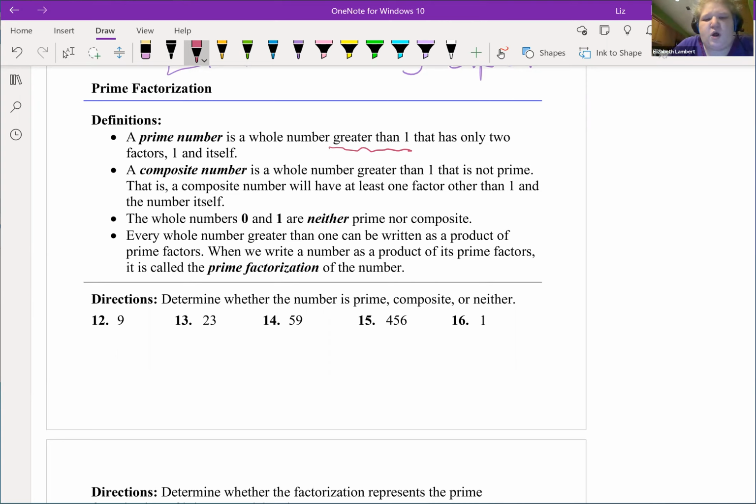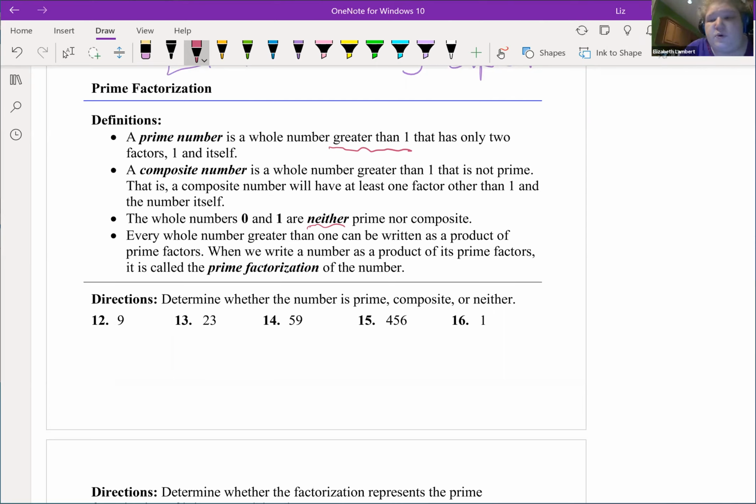So the whole numbers 0 and 1 are neither prime nor composite because our definitions specifically exclude them, because the definitions are written depending on the numbers we're talking about being greater than 1. Every whole number greater than 1 can be written as a product of prime factors. When we write a number as a product of its prime factors, it is called the prime factorization of the number. Sounds like the prime directive for mathematics. Except instead of leaving people alone, we mess with everybody. All right.